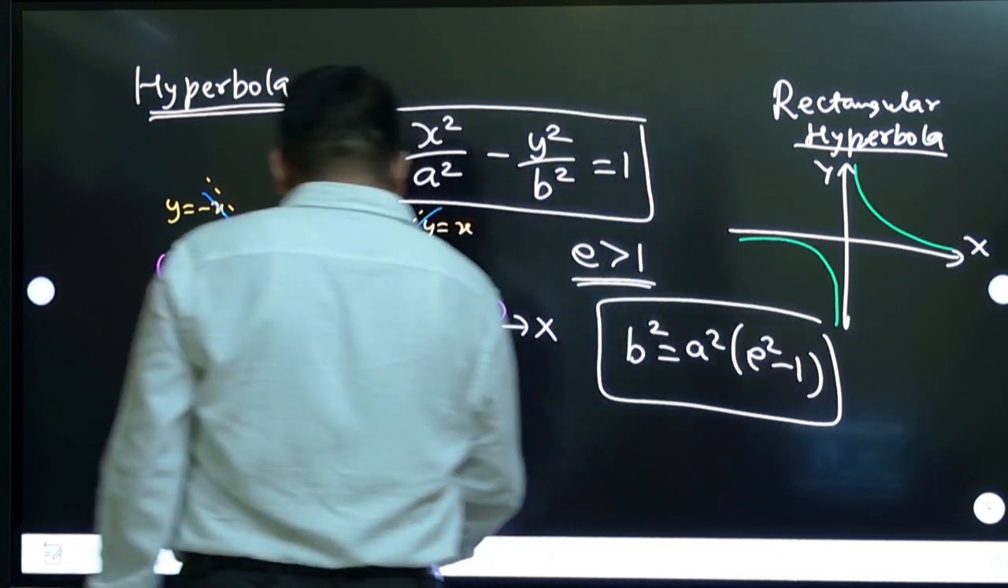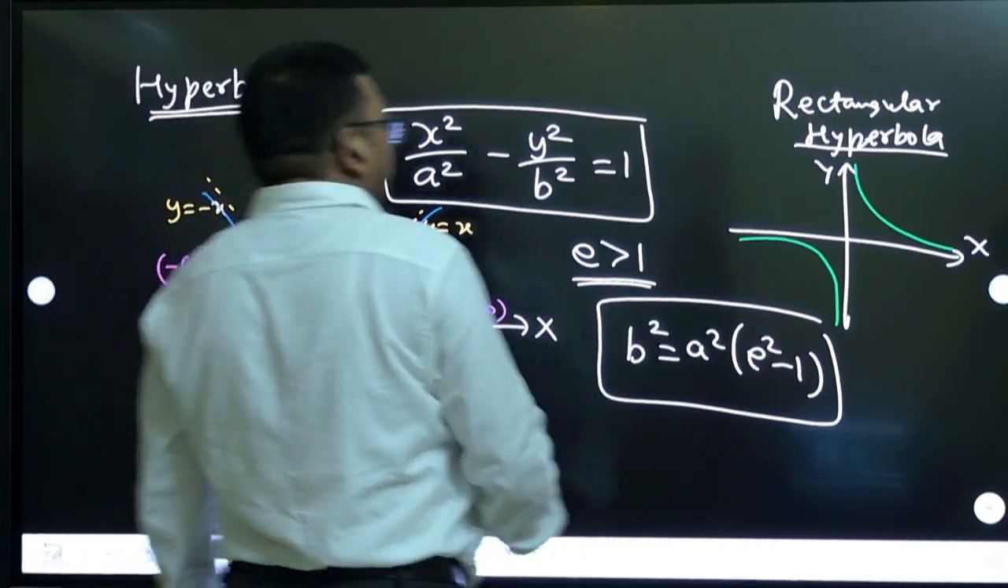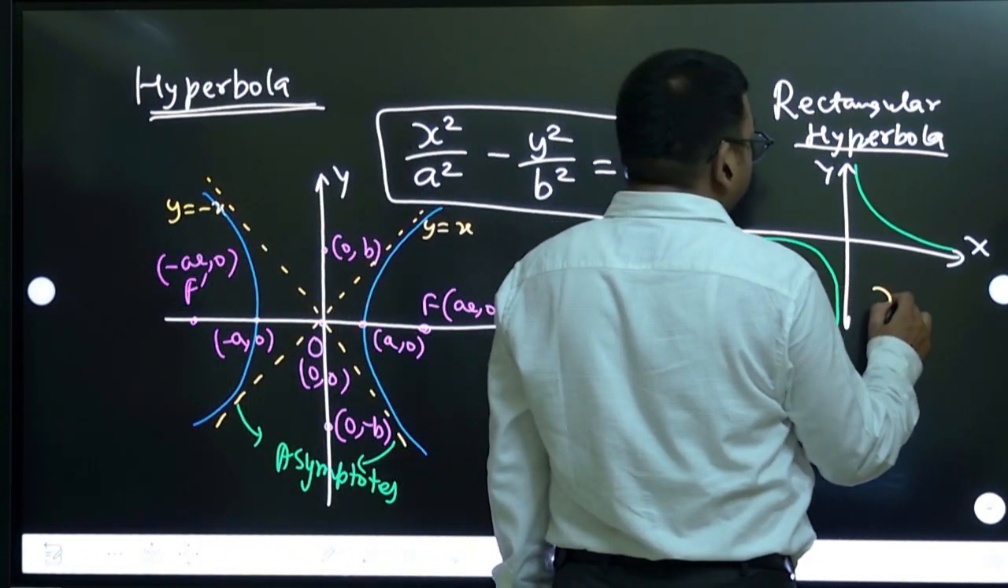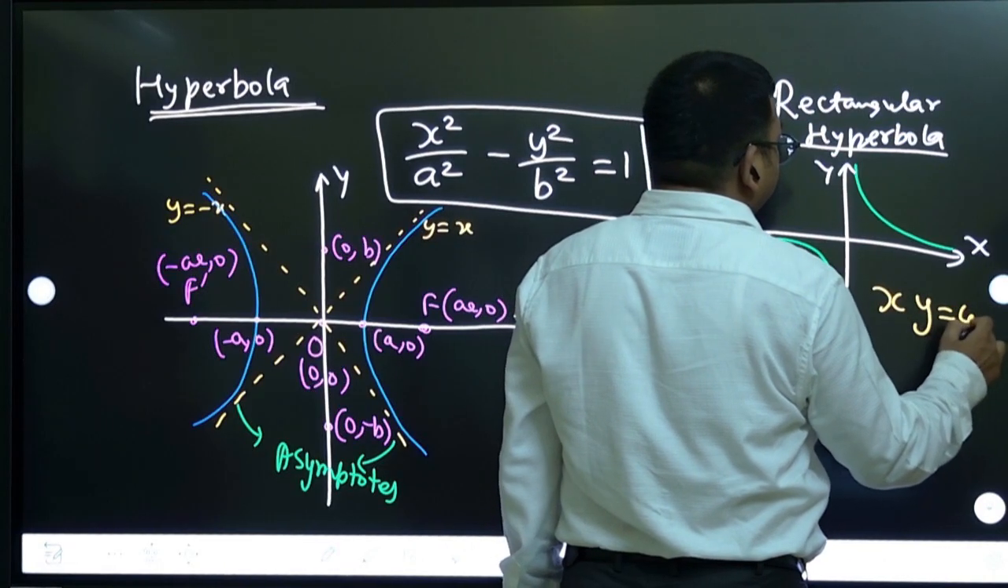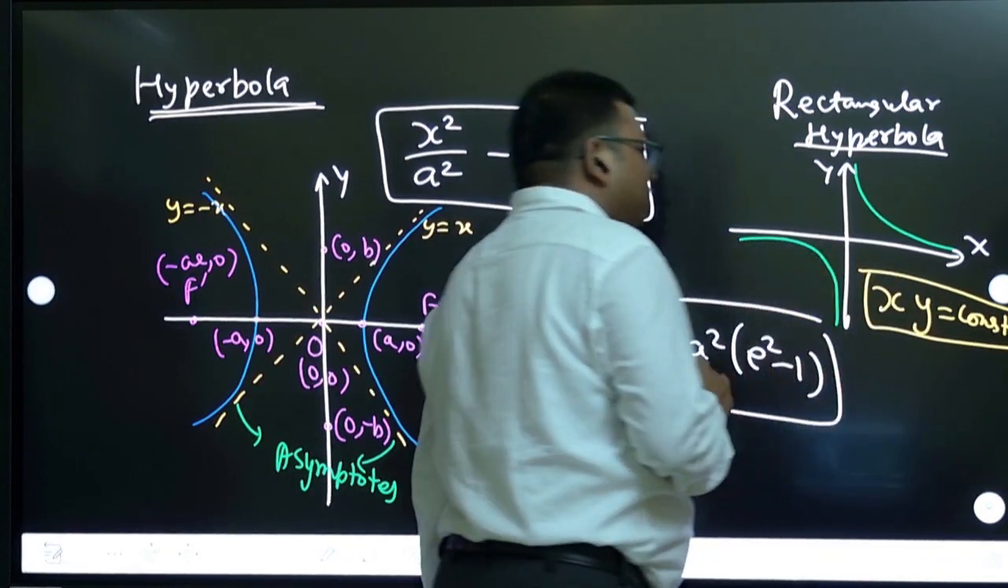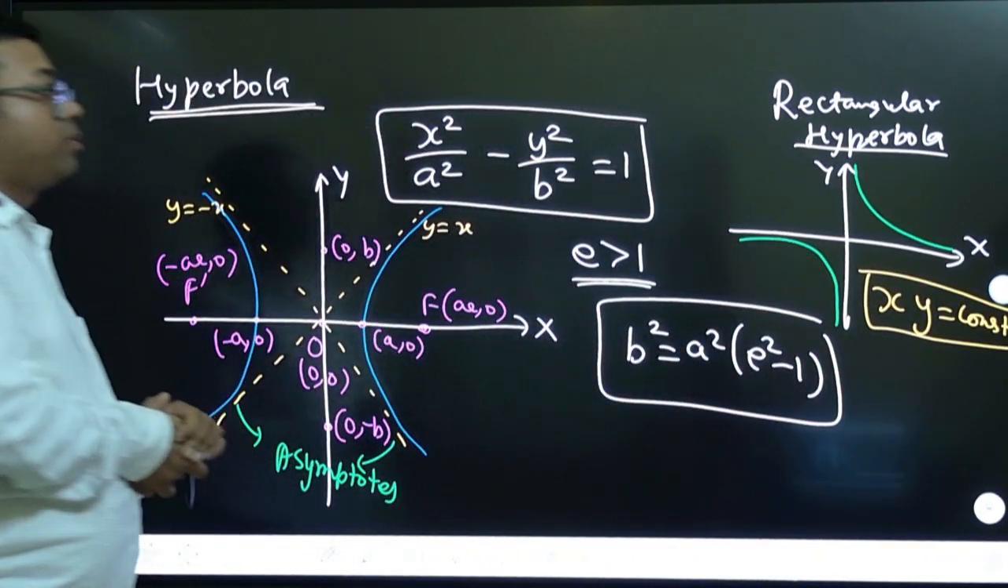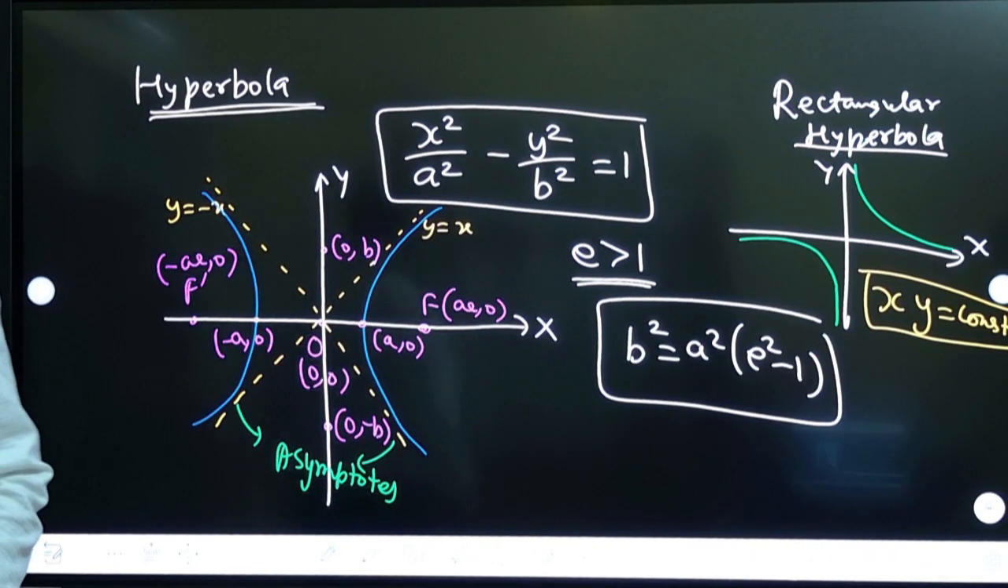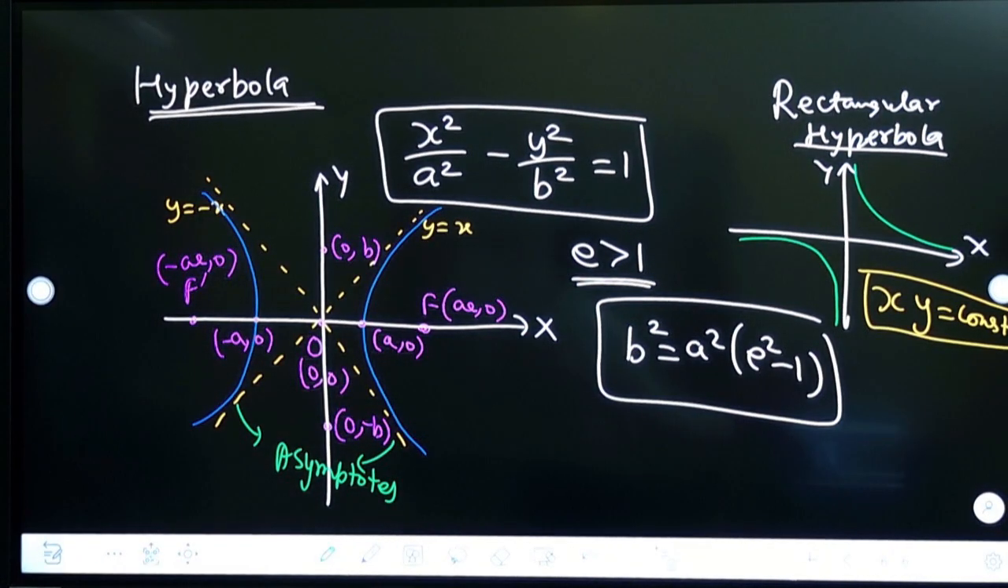And what is the equation of a rectangular hyperbola? The rectangular hyperbola equation is x into y is a constant. xy is a constant, any constant it can be. This is a rectangular hyperbola. Okay, that's all. So we are done with coordinate geometry, I think, most of this.